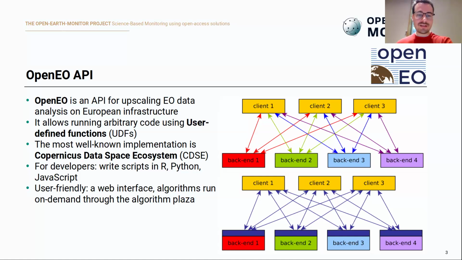So as a developer, you write scripts in your preferred language because there's a client in R and Python and also JavaScript. There's a web client as well. And for users, it's nice because all of these algorithms that have already been developed, they can be accessed through a web interface that allows you to just pick an algorithm and run it on your area of interest and your time of interest. And then you just wait for a map to be generated and you can download it directly. So you don't necessarily need to know anything about this complicated work that goes behind the scenes. And that's available through this algorithm plaza.